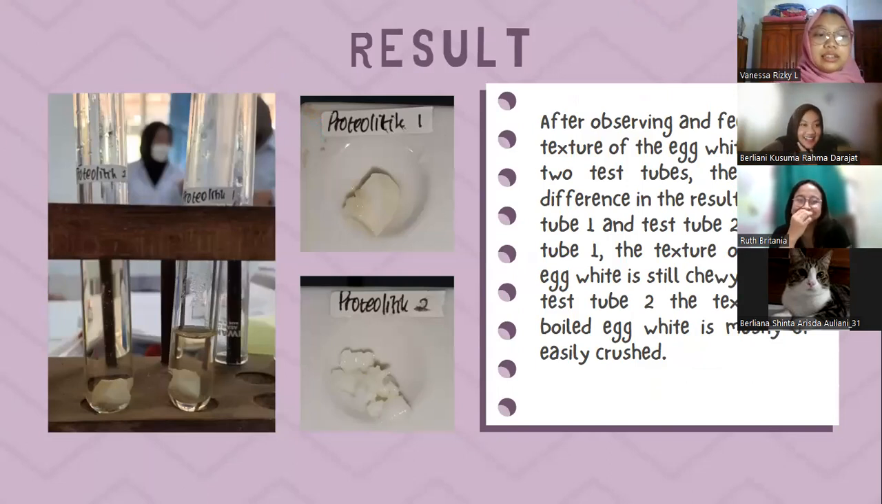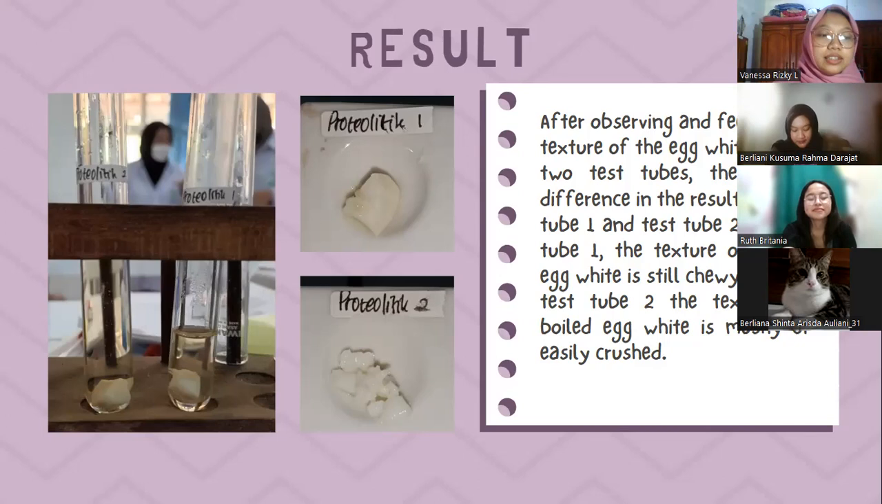This slide contains the result of my experiment. After observing and feeling the texture of the egg white of the two test tubes, there is a difference in the results in test tube 1 and test tube 2. In test tube 1, the texture of boiled egg white is still chewy, while in test tube 2, the texture of the boiled egg white is mushy or easily crushed.